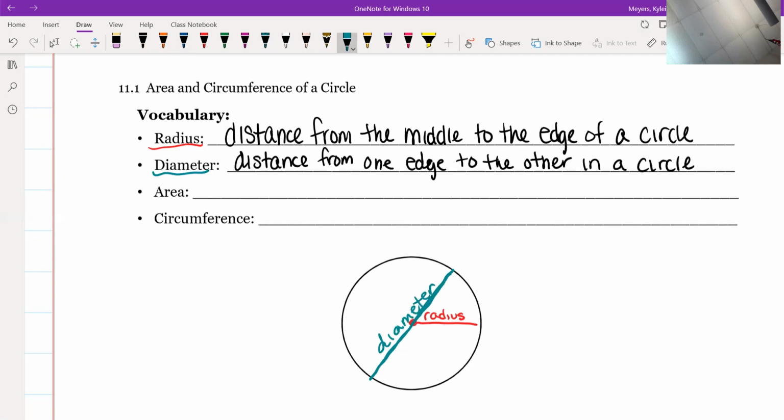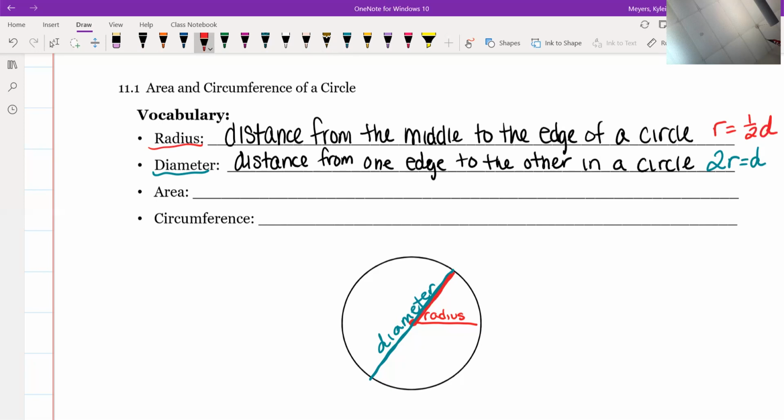What else is important is that your diameter goes from one edge to the other edge, so it's twice your radius. Or you can find your radius by doing half of your diameter, because it's only half of the diameter. You won't really need to use those, and we'll talk about that as well.